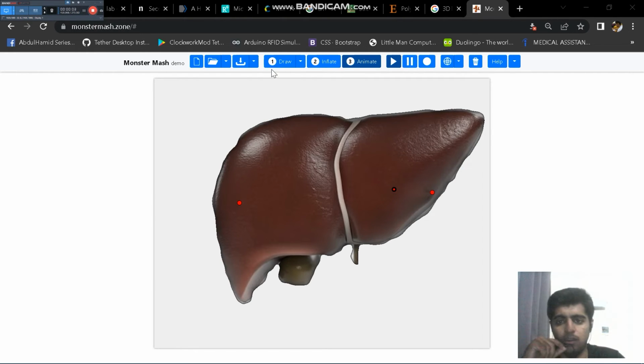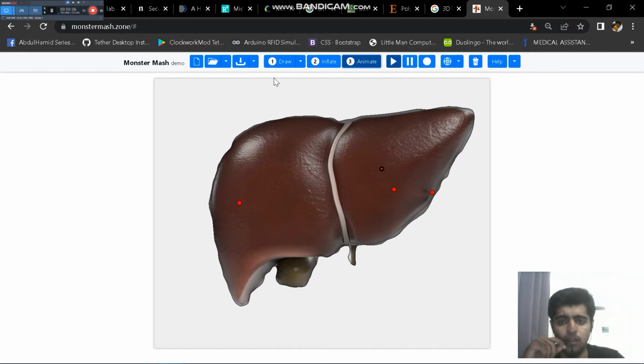Yeah, I missed a part. After we have drawn this liver here, later we save the project, as it's been clicked here at save project. It will save the project.